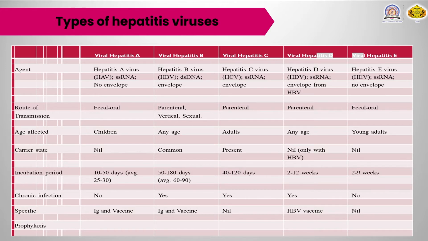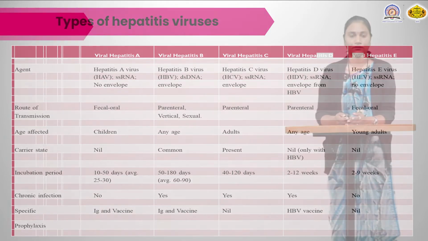Talking about the severity of infection caused by hepatitis viruses, hepatitis A as well as hepatitis E virus don't cause a chronic infection, but hepatitis B, C and D can cause chronic infection. Talking about immunoglobulins and vaccines, they are available for hepatitis A, B and D. So, this is an overview of the differences between the different types of hepatitis virus.